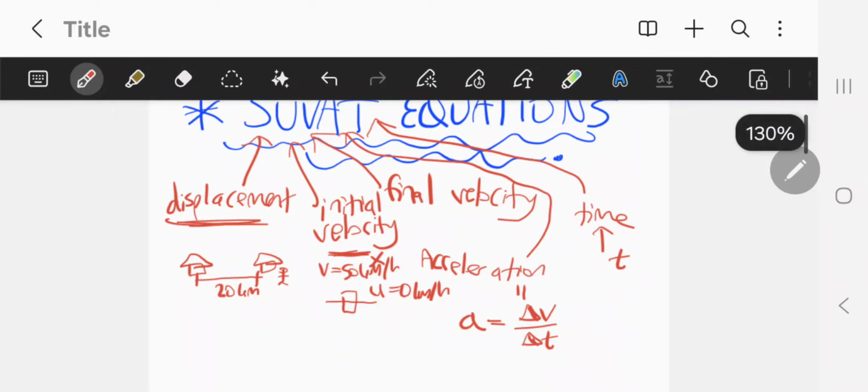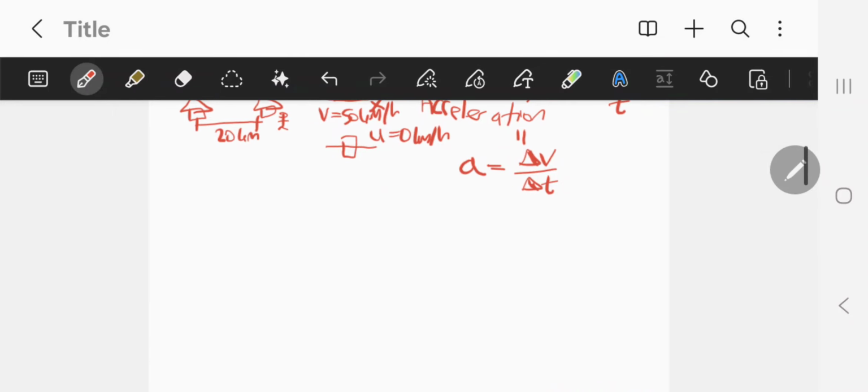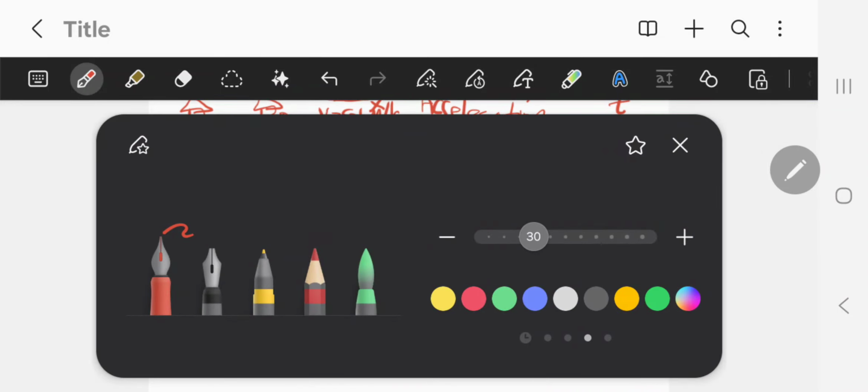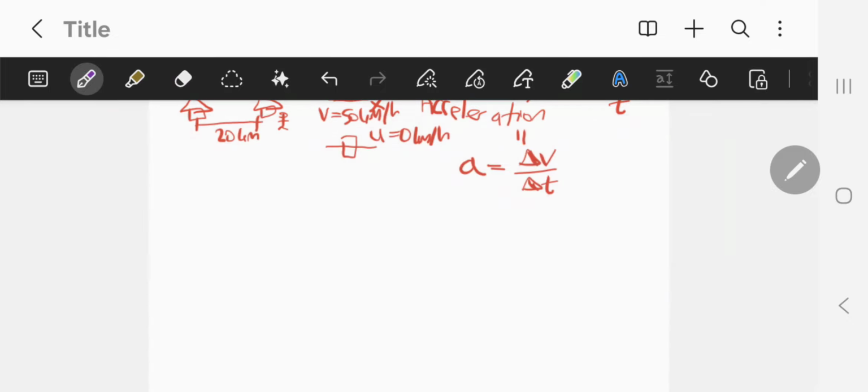Okay. Let's explore the SUVAT equations. Now, I'm going to derive them for you. You will most likely not be expected to derive these in an exam. I personally wouldn't ask it. It's not really fruitful, but anyway. I'm going to start with acceleration. So acceleration A is the rate of change of velocity over time.